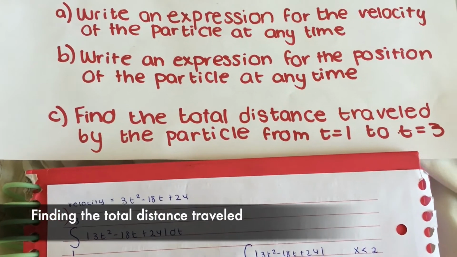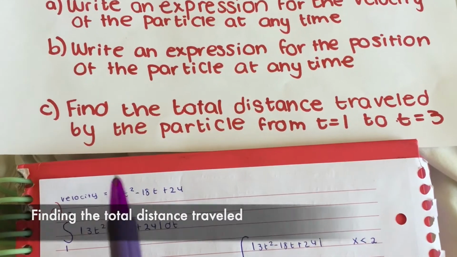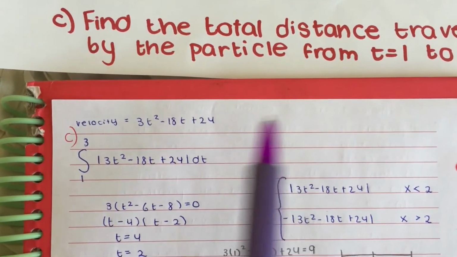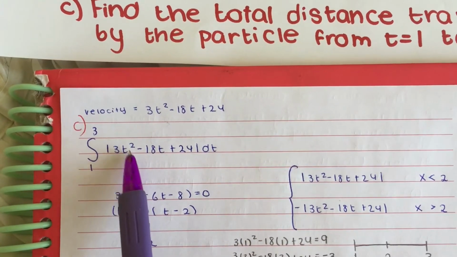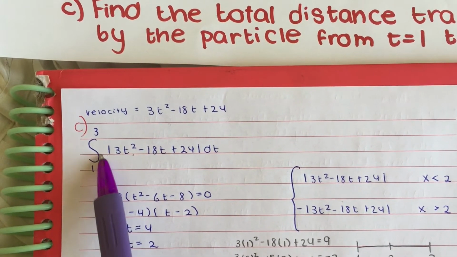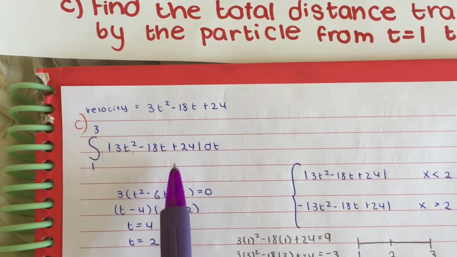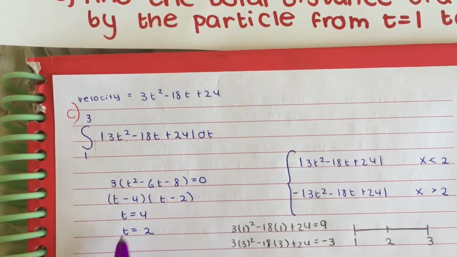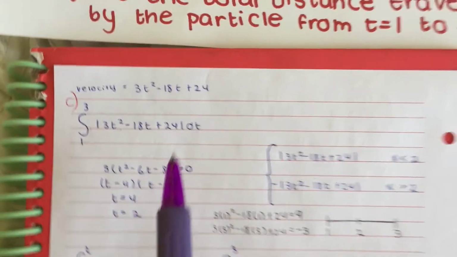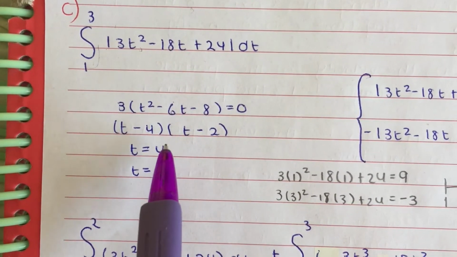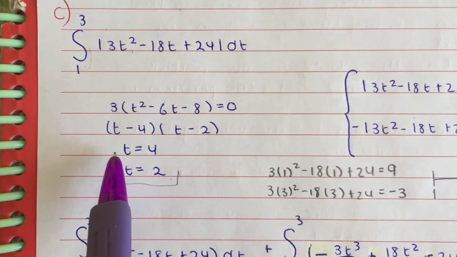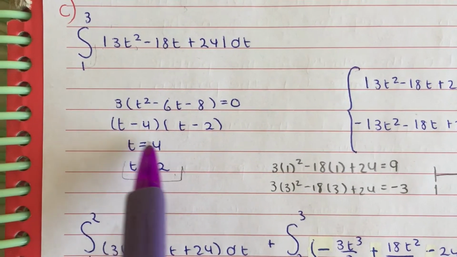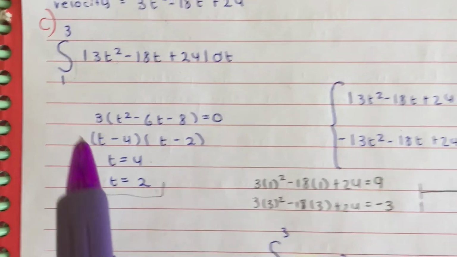So finally, we need to find the total distance traveled by the particle from 1 to 3. So in order to find the total distance, we need to use the expression of velocity. So we need to integrate this expression and evaluate it from 1 to 3. So first of all, we need to find the values of t. So we factorize. It tells us that t is equal to 4 and t is equal to 2. But we need to use 2, because we can't use 4 because it's out of our range.